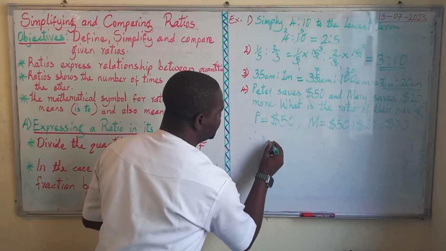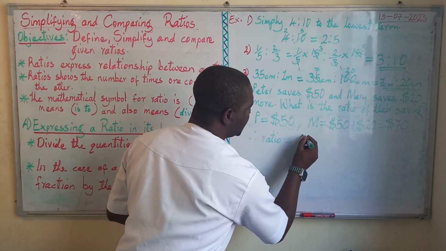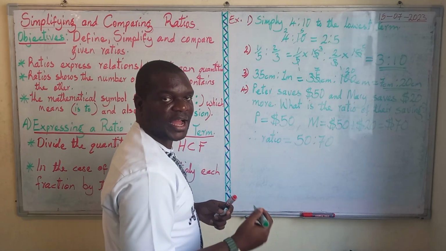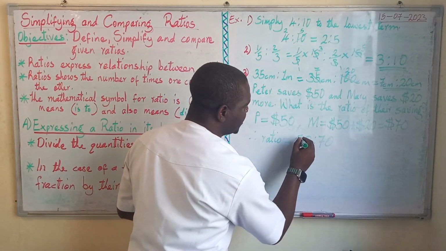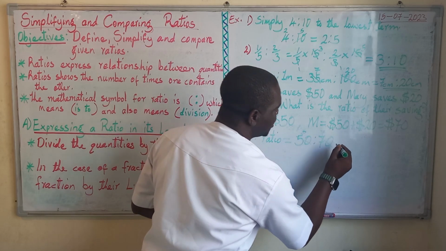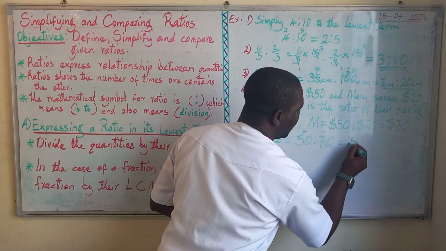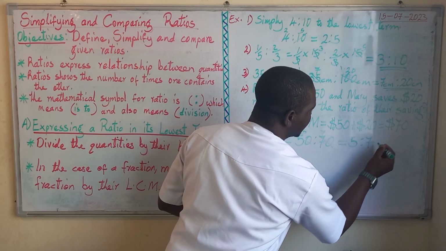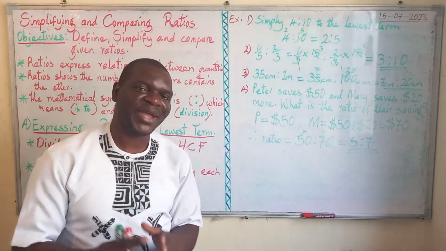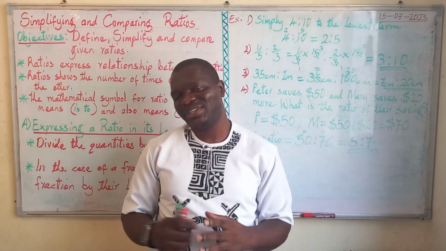Therefore, ratio will be equal to 50 is to 70. And here, their highest common factor is 10. 10 will go into 50 5 times and into 70 7 times. So that the ratio will be equal to 5 is to 7. If this is understood, then we can move on to comparing the different ratios.